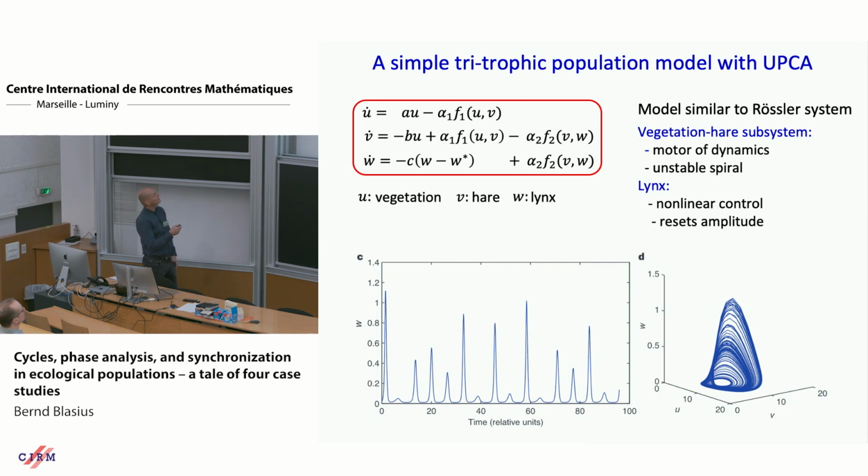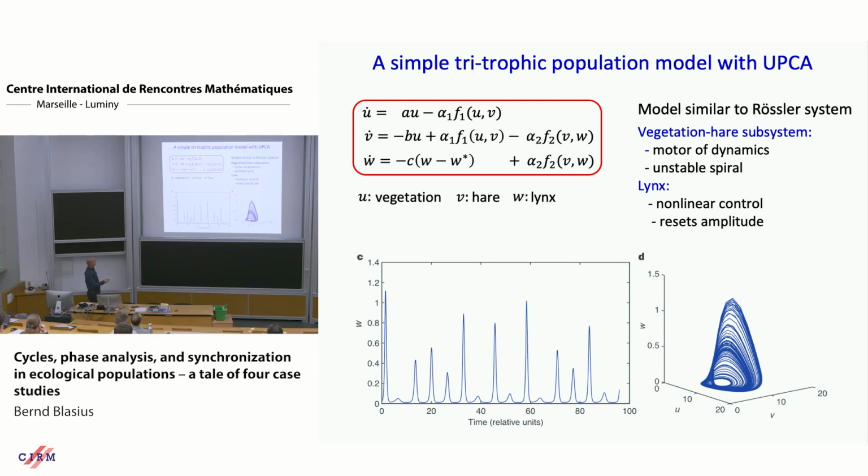And this is built in here as a kind of Lotka-Volterra model with some type 2 functional response. And then this will give an unstable spiral in the UV phase plane. So in UV and vegetation here, you have an unstable spiral. And then you have the lynx system, and then we have this W star term. This means that the lynx makes a nonlinear control. So when the amplitude here gets large, then lynx numbers shoot up. And then this cycle here is stamped, and the system is reset to a smaller amplitude, and so you get this chaotic attractor.